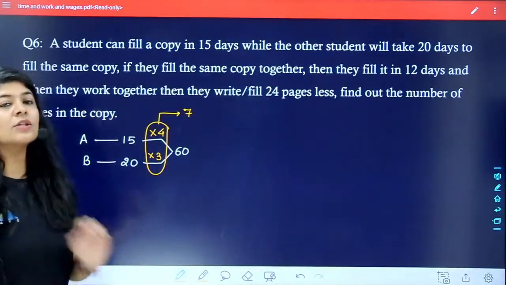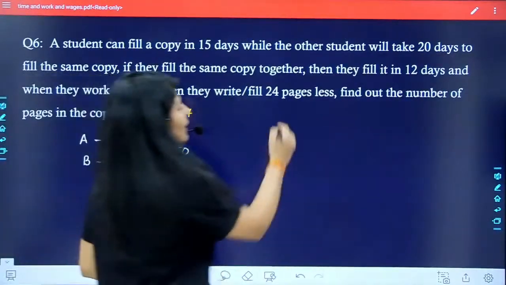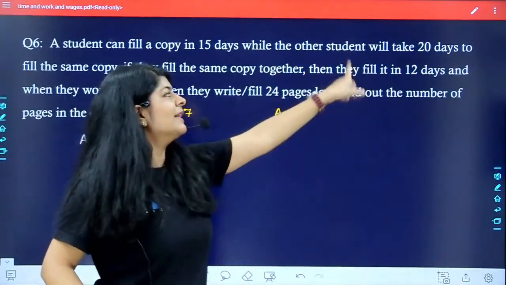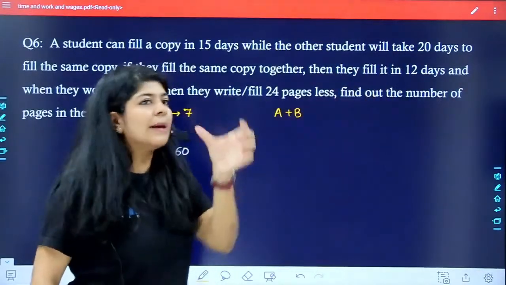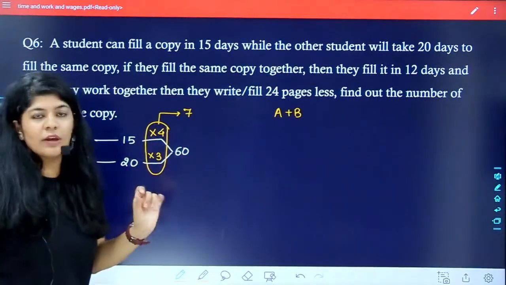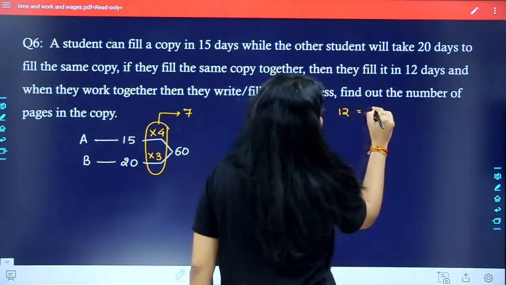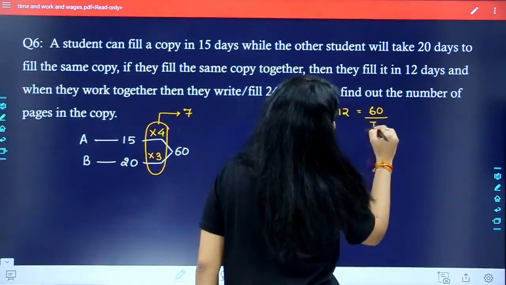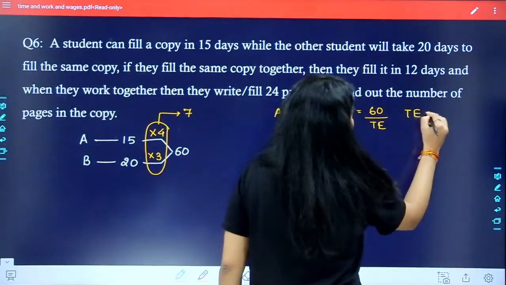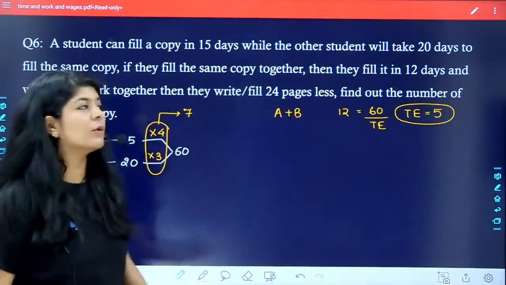But it is also given that if they fill the same copy together, A plus B, they fill it in 12 days. So the number of days is given, and the total work is also given. With the help of this we can easily determine the total efficiency. The value of the total efficiency from this data is equal to 5.